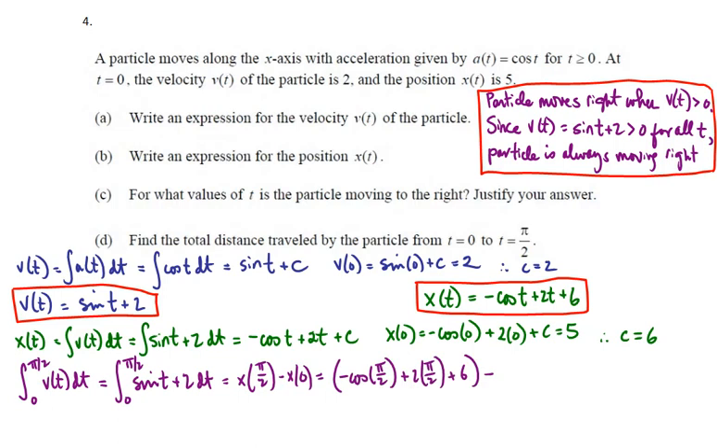So we have negative cosine of pi over 2 plus 2 times pi over 2 plus 6 minus the quantity negative cosine of 0 plus 2 times 0 plus 6, and again you'll see that the 6's will just zero out. Now cosine of pi over 2 is 0, so that part goes away. And 2 times pi over 2 is just pi. Then in the second expression, cosine of 0 is 1, negative 1, so we're going to get minus negative 1, or plus 1, and so the total distance traveled from 0 to pi over 2 is just pi plus 1. And that's our answer for part D.